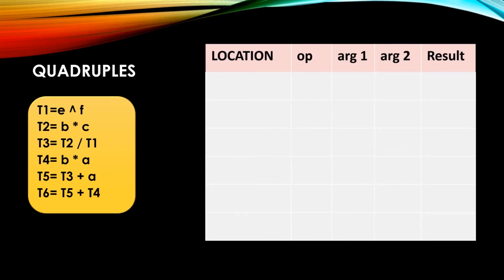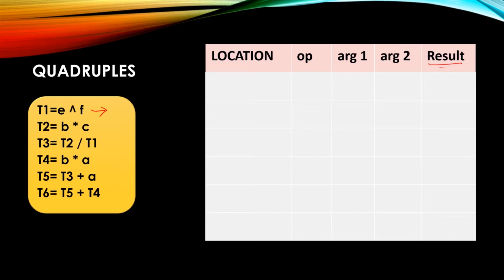First column represents the operator field, second column argument 1, that is the first source field, then second argument field, that is source number 2, then finally destination. Result is nothing but the destination. And this location denotes the statements, that is where the particular expression is stored.